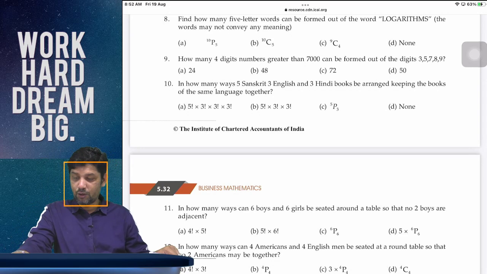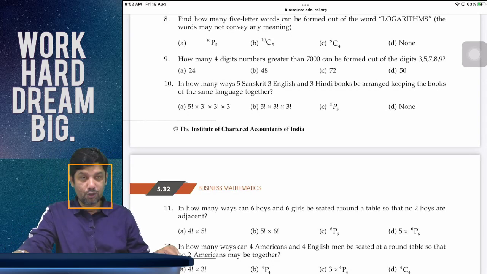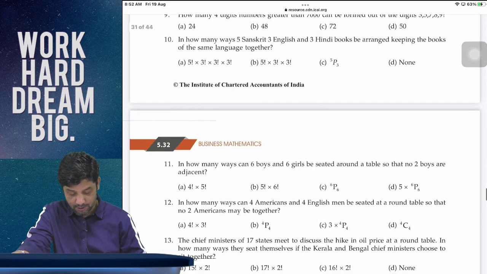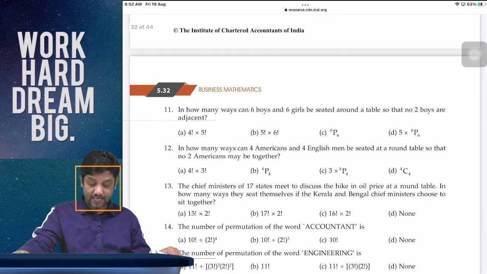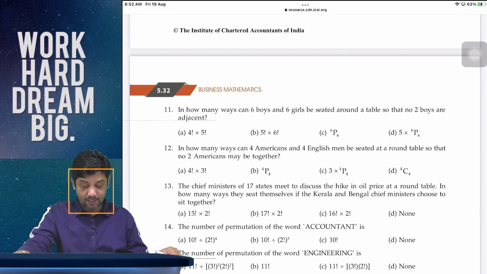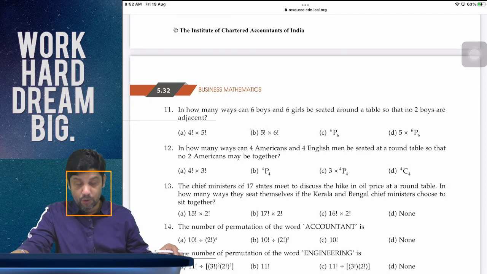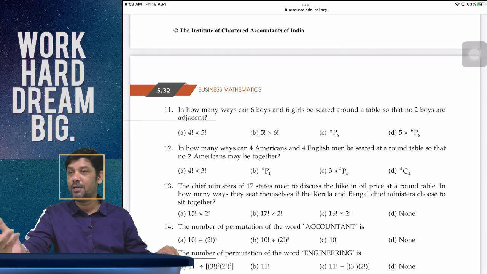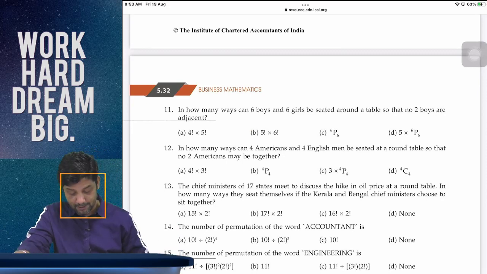Yes, 5 factorial into 3 factorial into 3 factorial into 3 factorial. Very good. In how many ways can 6 boys and 6 girls be seated around a table? Oh, okay, it is around a table. It's a circular permutation. I have not yet explained. Don't worry. Next one.